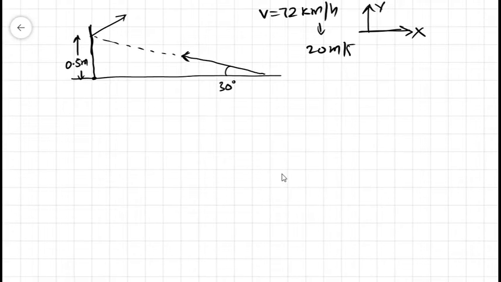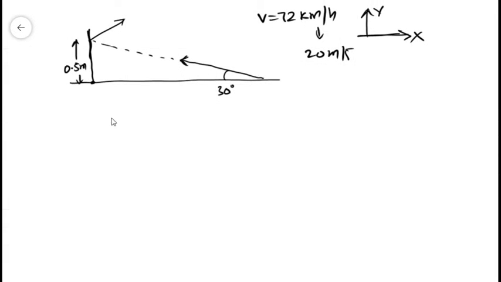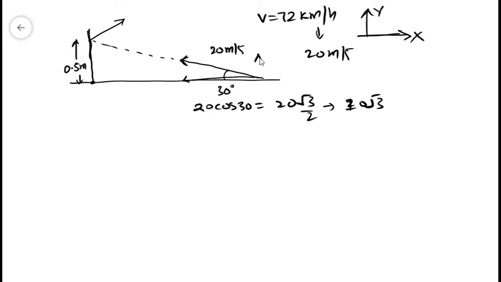Okay, so the initial velocity is 20 meter per second. The x component of this velocity is 20 cos 30, that is 20 root 3 by 2, and that is 10 root 3. And the y component of this velocity is 20 sin 30, that means 10 meter per second. And g is not equal to 0, so we have to take this into account.